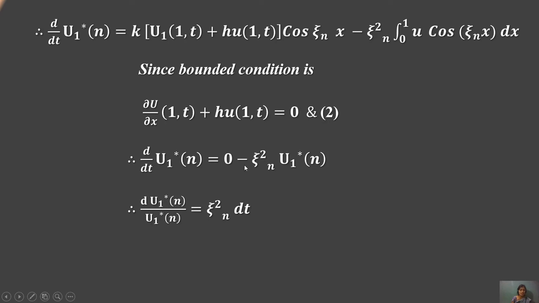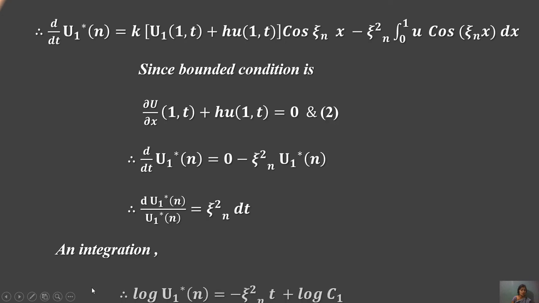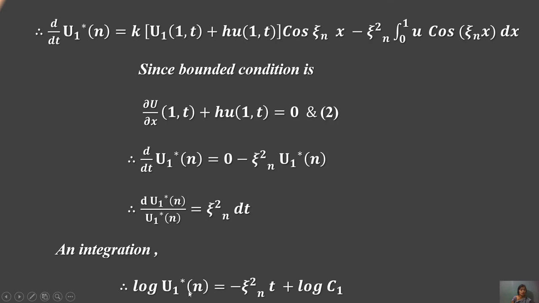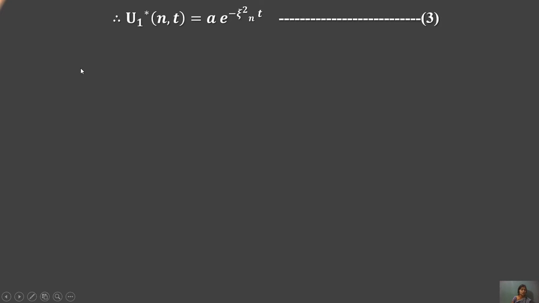The minus xi square, with dt transferred to that side. Okay, then after that, integrating this form, log will be generated: log u1*(n) equals minus xi square n t plus log c1. Then, with c1 transferred, u1*(n,t) equals e to the power minus xi square n t. This is given to equation third.